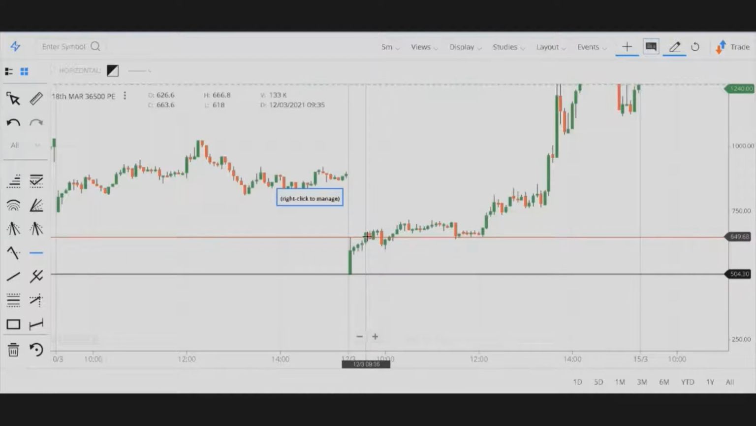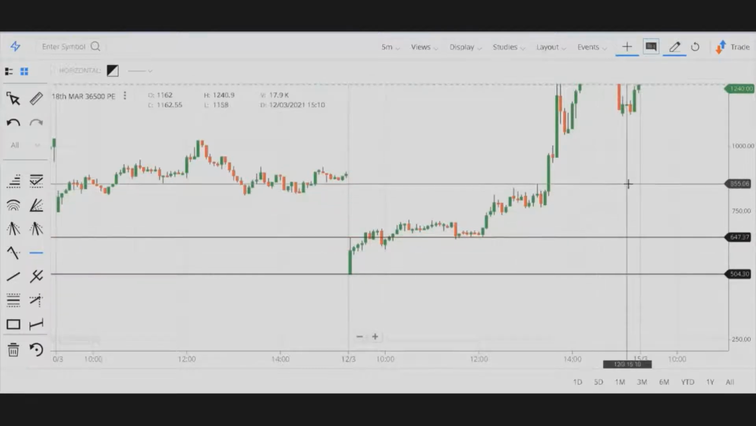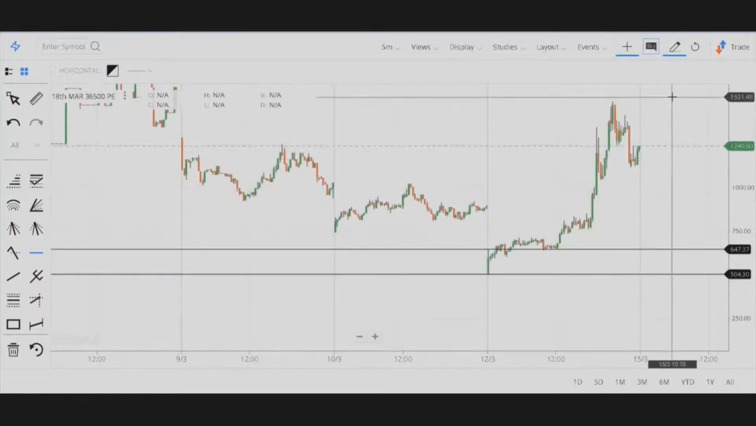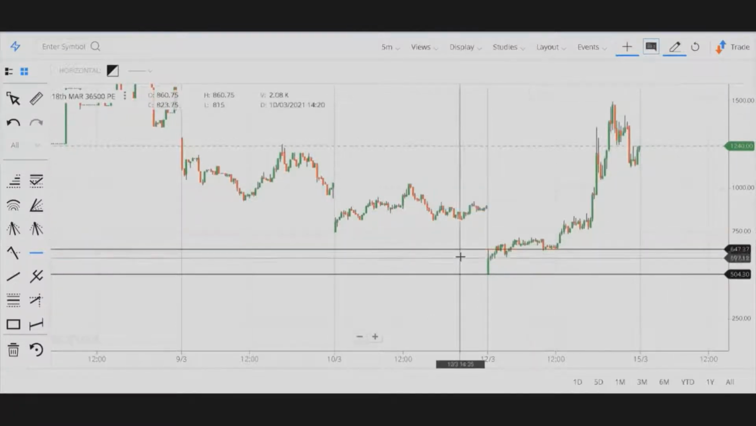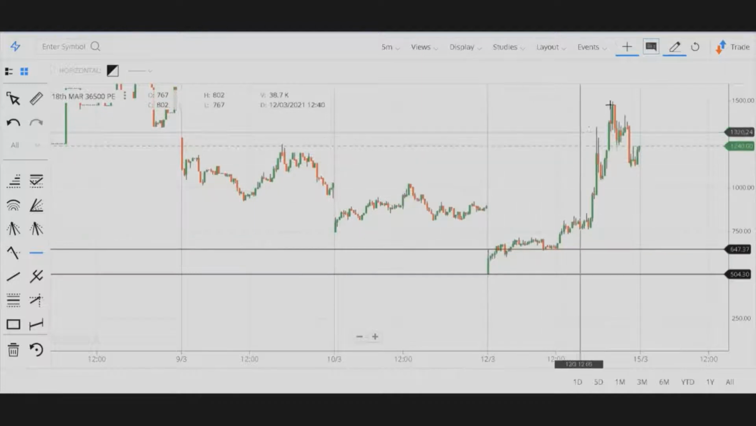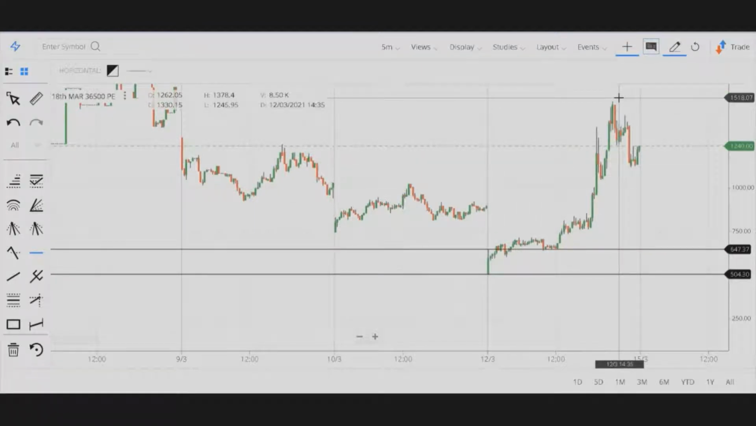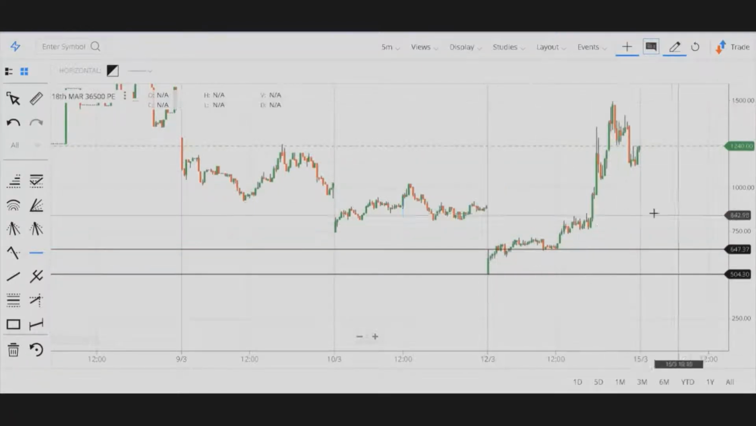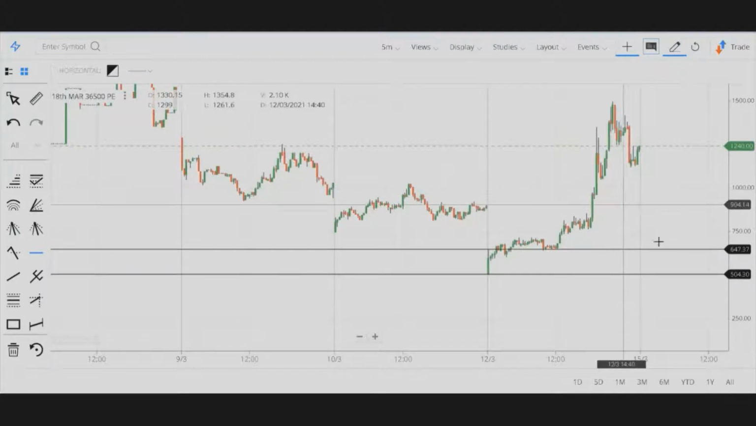So let's say we have entered at around 640, and then you're keeping a stop loss of ideally 508, 500 to be a round figure, so you could have ridden the entire rally. It made a high of almost 1500. So from 650 to 1500 is almost 100% in almost 3 to 4 hours. It made a high somewhere here.